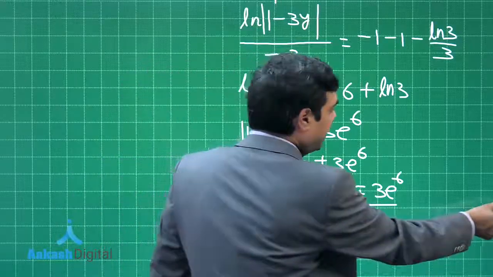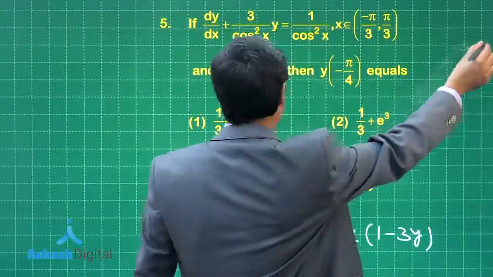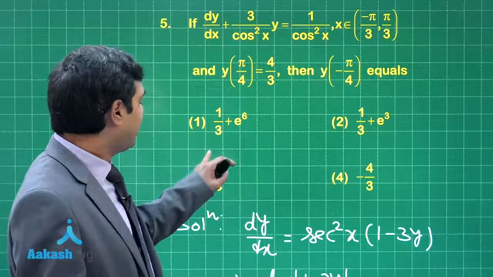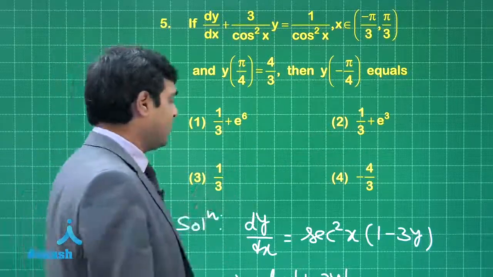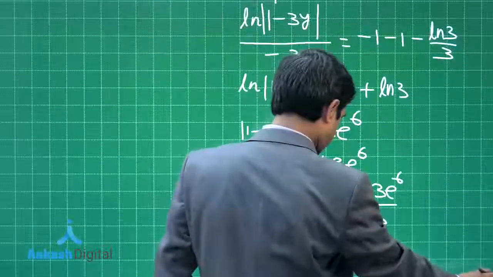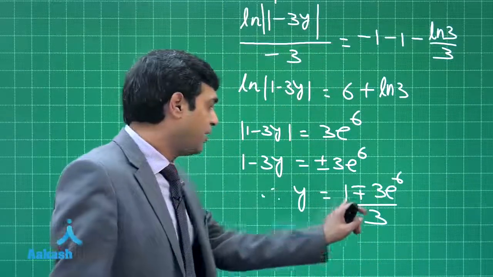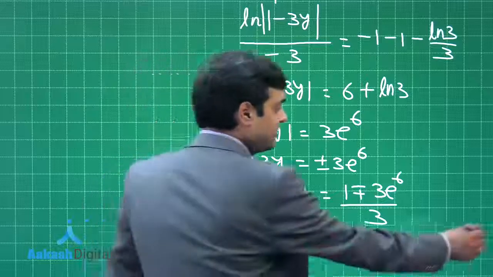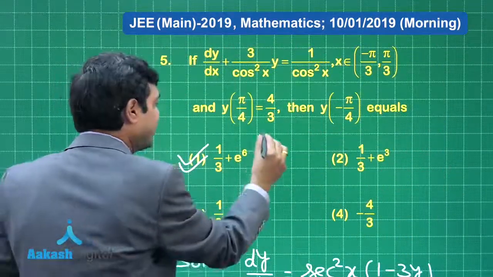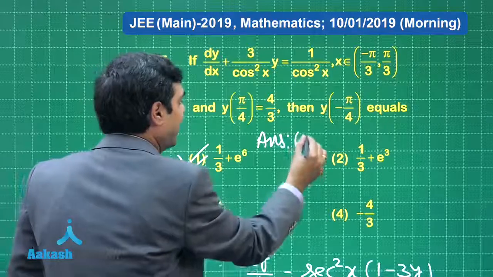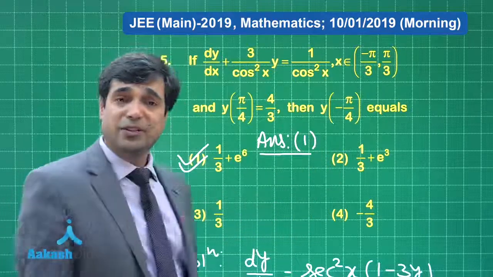Now let's look at the given options. We can see 1 by 3 plus e to the power 6, 1 by 3 plus e to the power 3, and so on terms are there. Looking here, 1 by 3 minus plus e to the power 6 is the result. So 1 by 3 plus e to the power 6 is the correct answer. So mention as the right answer option number 1. I am sure this is clear.